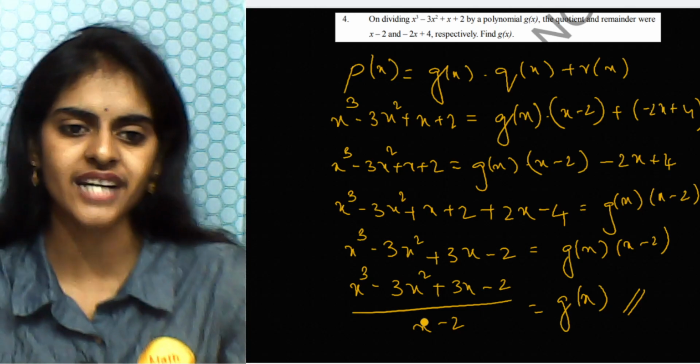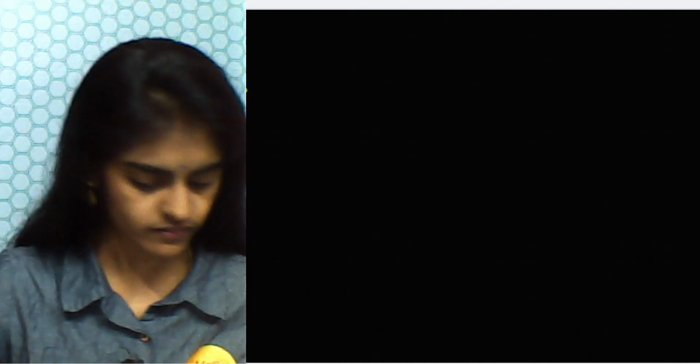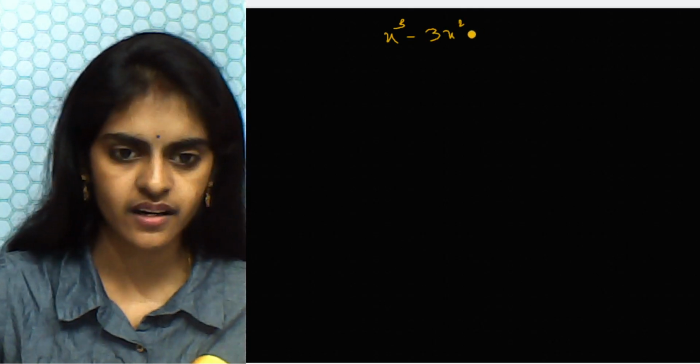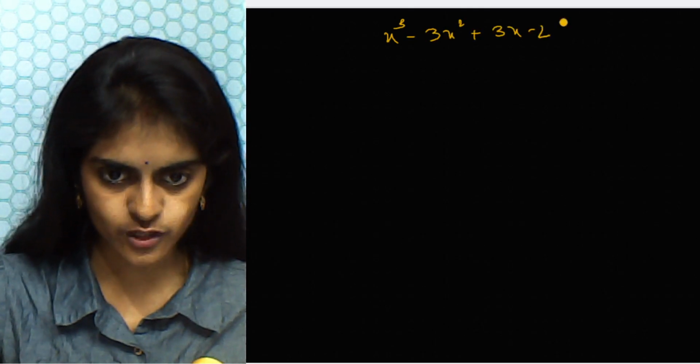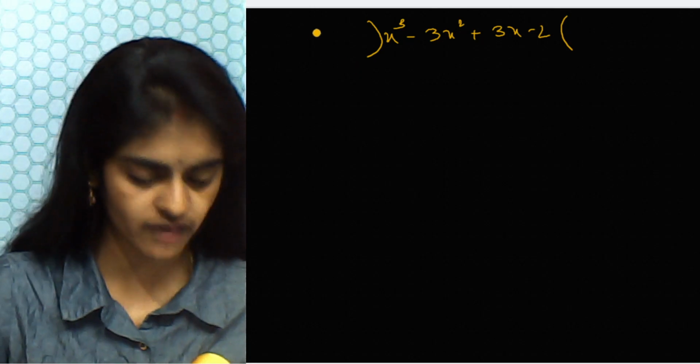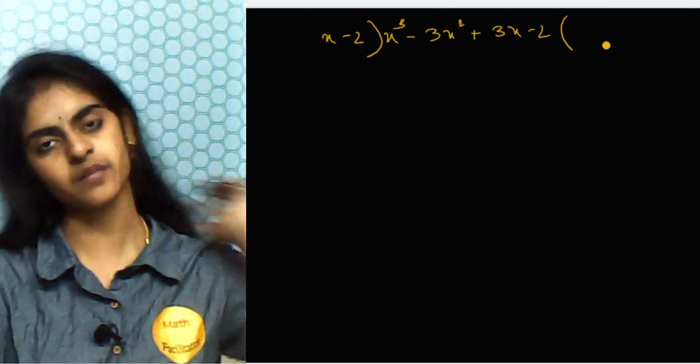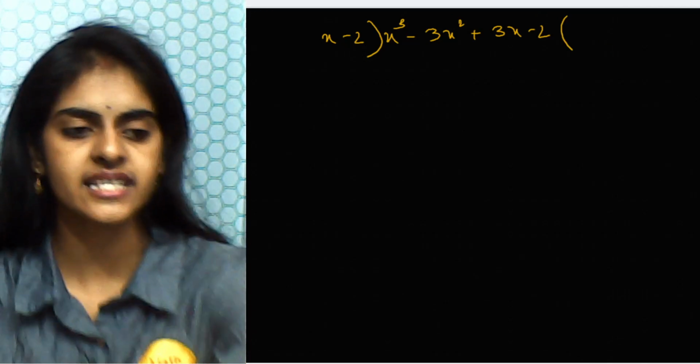So let us do it now quickly. So we got this step now. So x cube minus 3x square plus 3x minus 2, this you have to divide with x minus 2. So the quotient you get is nothing but g of x. So let us see now.